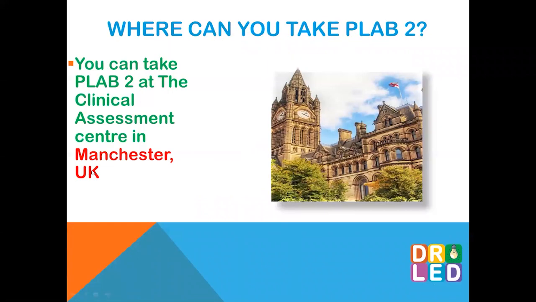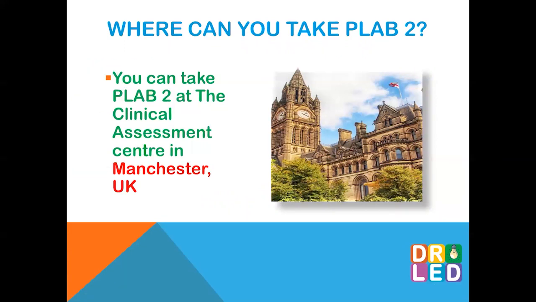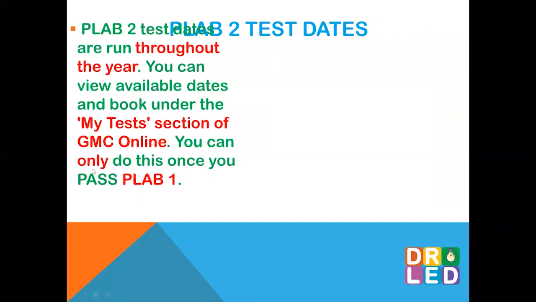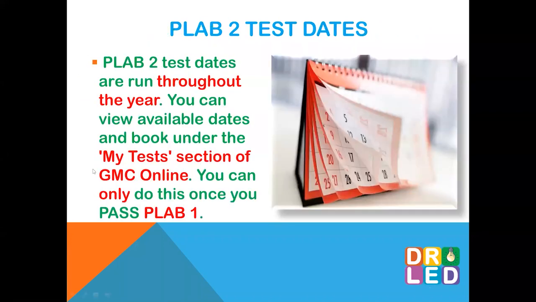So, where can you take the PLAB 2? You can take the PLAB 2 at the Clinical Assessment Center in Manchester, UK. The PLAB 2 test dates are run throughout the year. You can view available dates and book under the My Test section of the GMC online, and you can only do this once you have cleared PLAB 1. Okay?